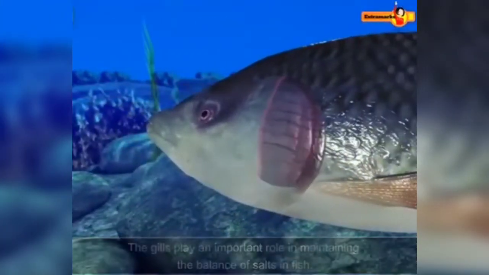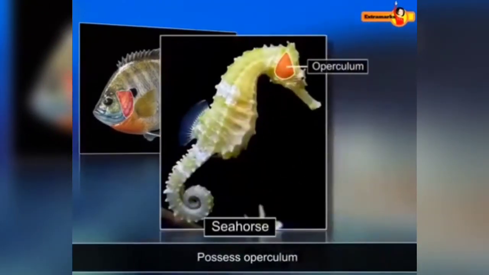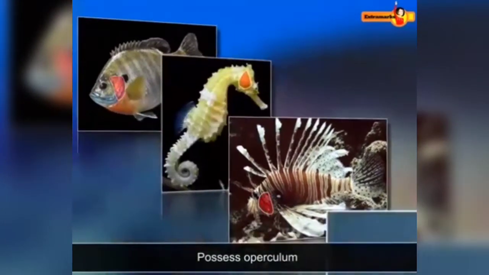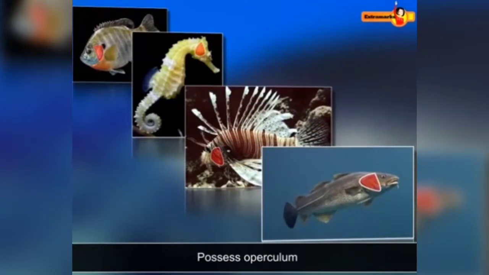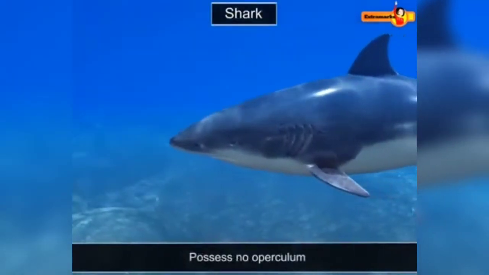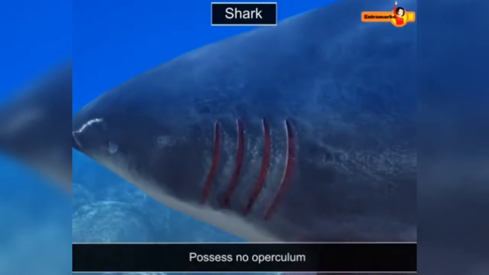Fishes like bluegill, seahorse, lionfish, and Atlantic cod possess the hard cover of operculum. The best example of a fish having no operculum is shark. All the species of shark lack operculum and have only gill slits.